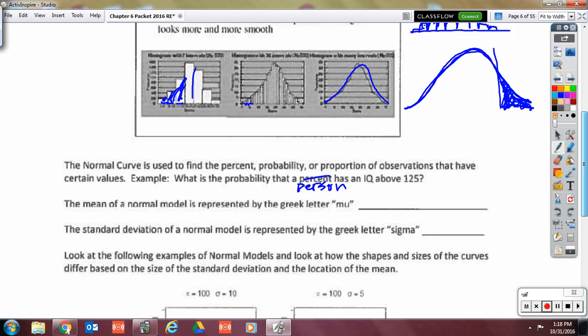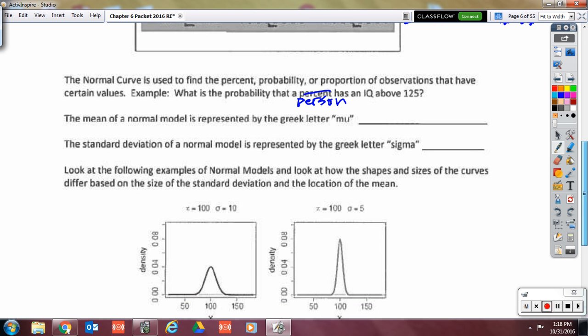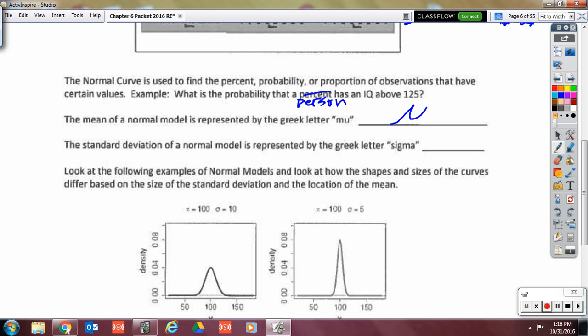The mean of a normal model is represented by this Greek letter mu, which looks kind of like a cursive U. And the standard deviation of the normal model is represented by this Greek letter sigma. I've talked to you about that before. It's not an O, and it's not a 0 like when we do outliers. 2 sigma is not 20. Okay? So let's take a look at these following examples.